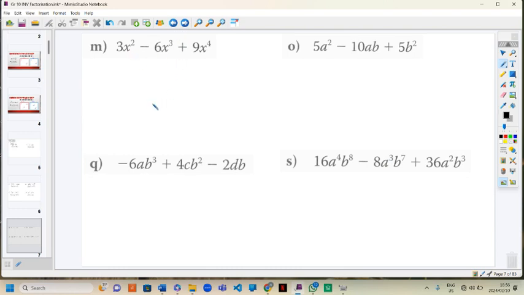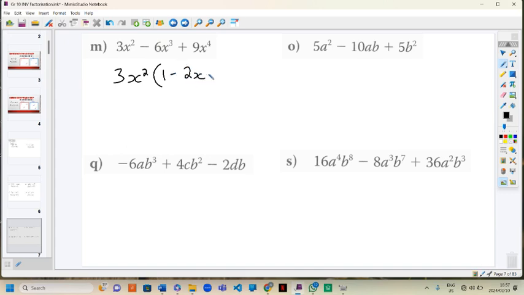Some more ones. Now I've got 3, 6, and 9. What's common there? 3. I've got x squared, x to the power of 3, x to the power of 4. I can take out an x squared from all those terms. So if I multiply this with what to give me that? 1. Multiply this with that to give me what?